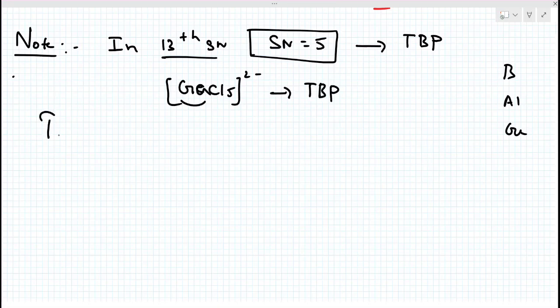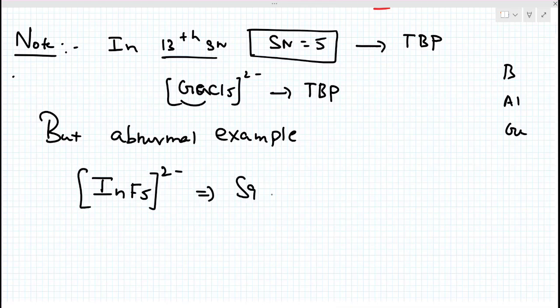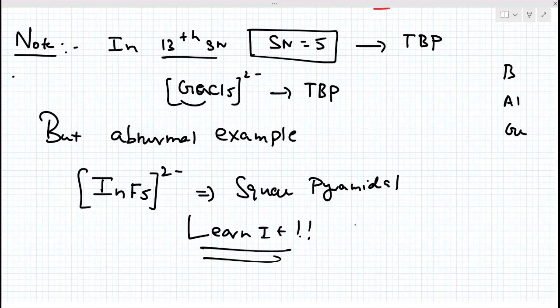But an abnormal example, please note. In this case, indium, InF5 2 minus, has square pyramidal geometry. You have to learn this. Because the surrounding atom F is a small group, right? Whenever it is a bulky group, square pyramidal can be possible. But in the case of InF5 2 minus, experimentally the geometry of the structure is square pyramidal, not trigonal bipyramidal.